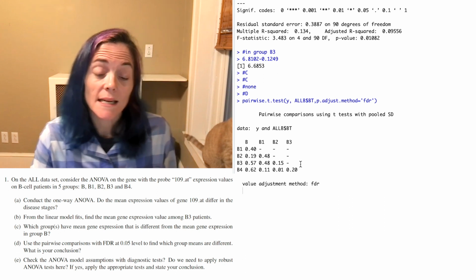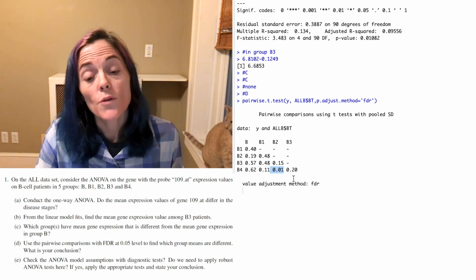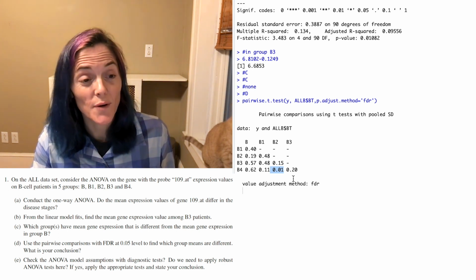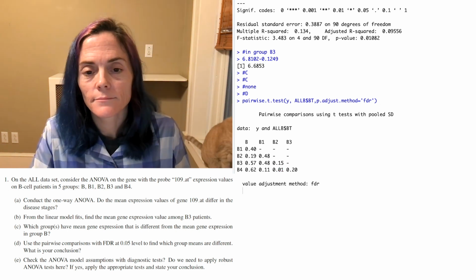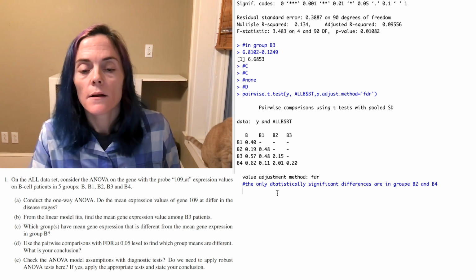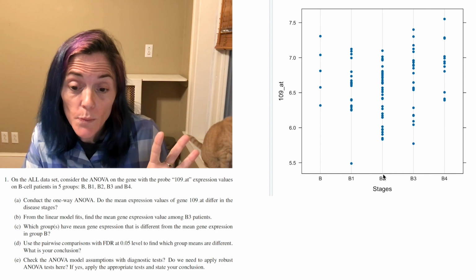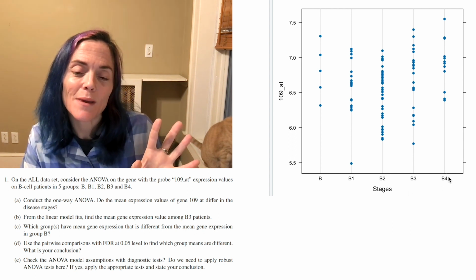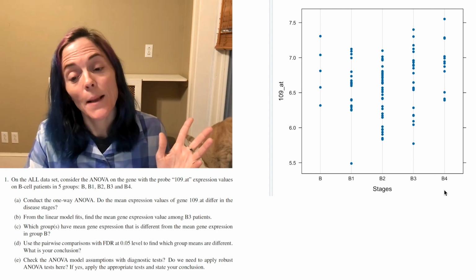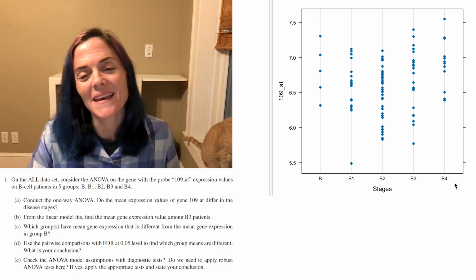So what do I see significant in this table? Only right here. So the only differences are in B2 and B4. And that is what I say here. Looking back at our dot plot, here is B2, third column. Here is B4, the fifth column. These two are the only pair that have a statistically significant difference in their groupings.